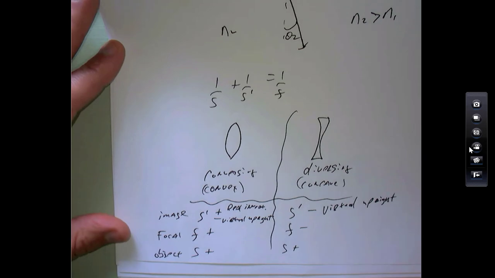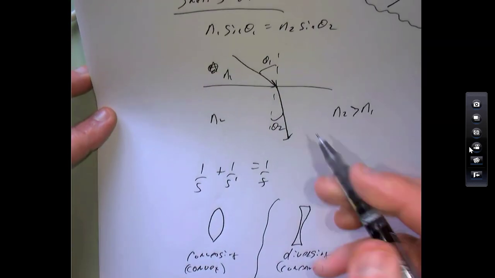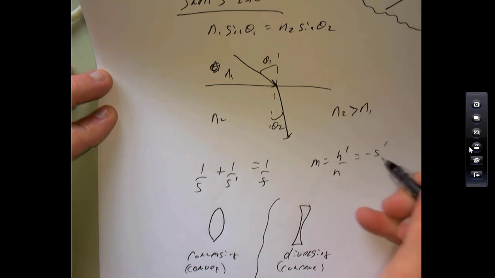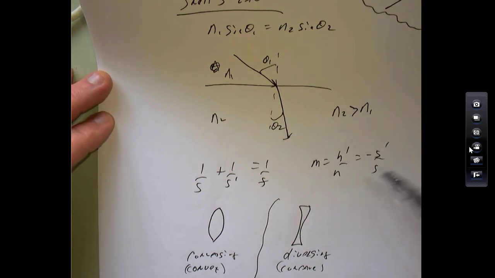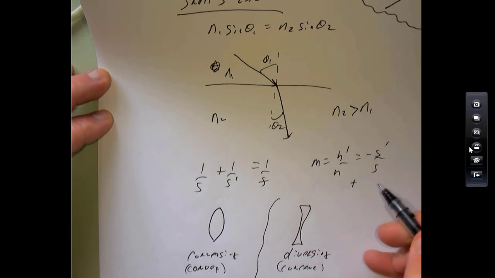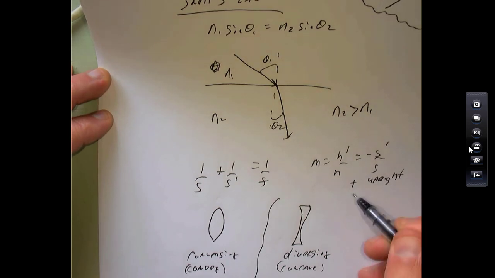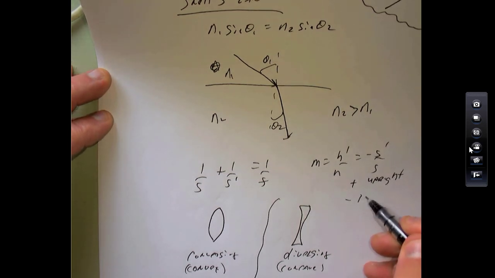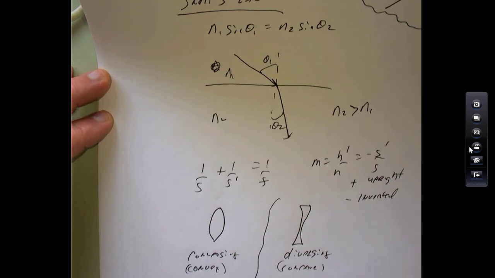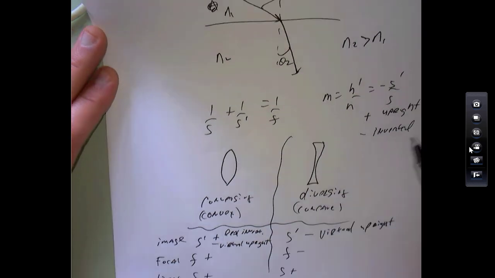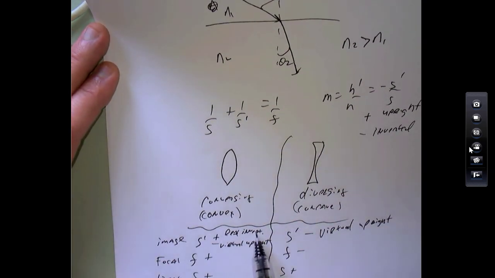Okay, the other thing, this is the lens maker's equation. Going along with that is this: magnification is h prime over h, equal to minus s prime over s. If the magnification is positive, that means it's upright. If the magnification is negative, this means inverted. If it's upright, it's got to be virtual, right? Upright and virtual always go together. And if it's inverted, inverted and real always go together.